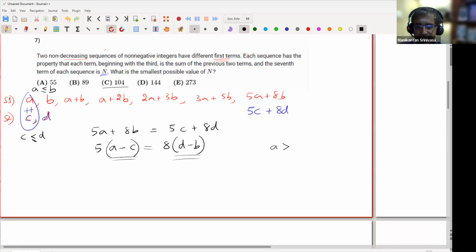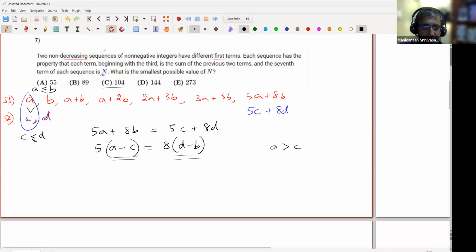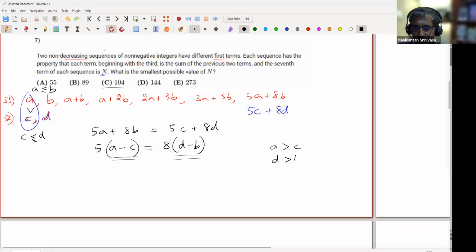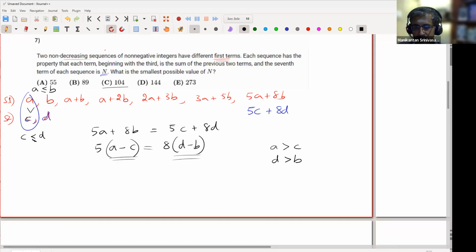Let's say A is bigger than C, because A is given to be not equal to C. Doesn't matter, so I'll say A is bigger than C this way. So if A is bigger than C, that means what? A minus C is positive. So on the right hand side, we must require D is greater than B. Right? D is greater than B.